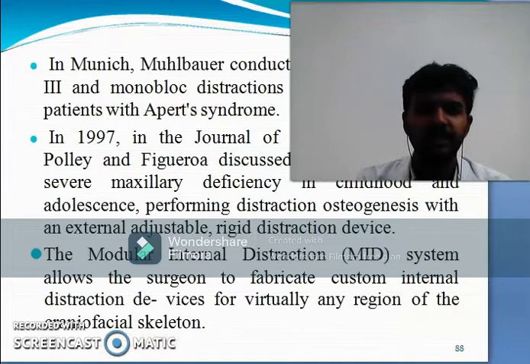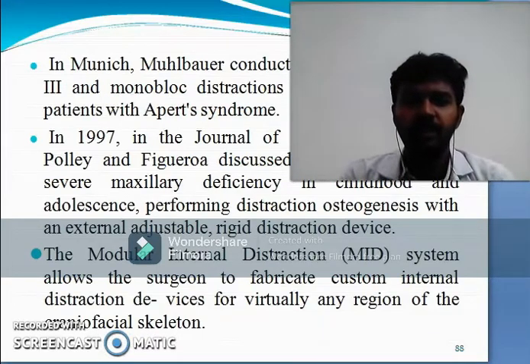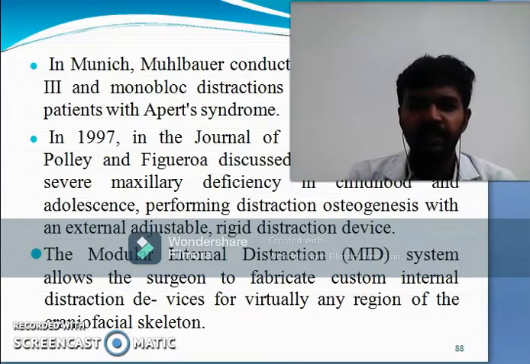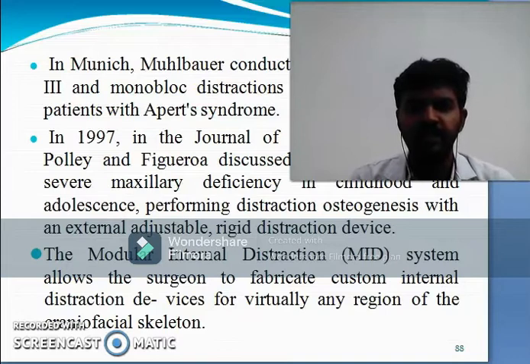Midface distraction: Munich and Mugler conducted a series of Le Fort III and monoblock distractions in a small group of patients with Apert syndrome. In 1997, in the Journal of Craniofacial Surgery, Foley and Figueroa discussed the management of severe maxillary deficiency in childhood and adolescence, performing distraction osteogenesis with an external adjustable rigid distraction device.